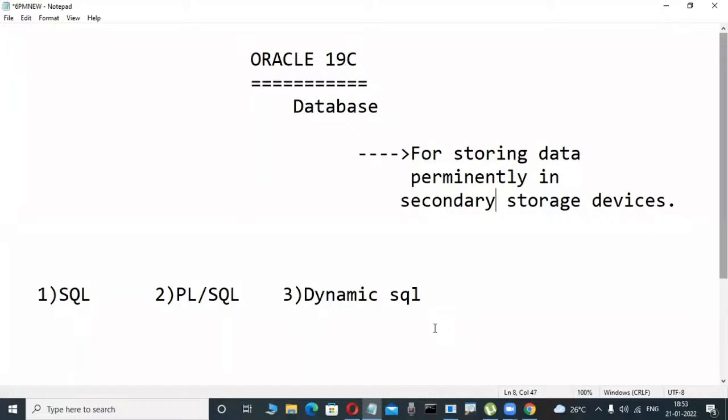ETL developers always need subqueries, joins, materialized views, indexes, partitions, some concepts are required. OLAP features like rank, dense rank, and analytical functions like lag and lead, some knowledge of analytical functions is required. And PL/SQL stored procedures.